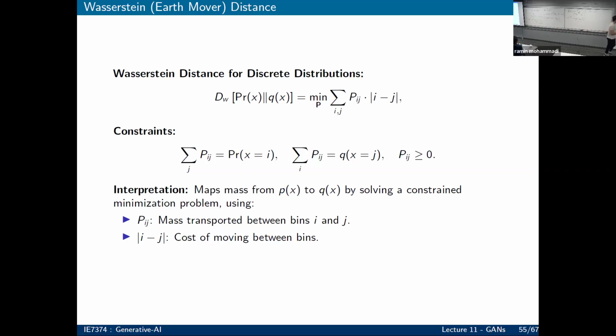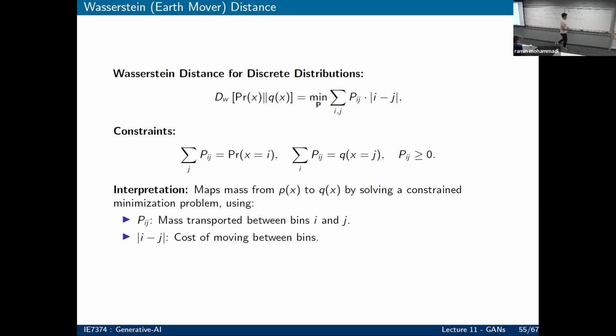Now, there are a couple of constraints on this definition. The constraints are around P, because you're solving also with respect to P. P as a matrix should be such that if you sum over J, Pij gives you the probability of X equal to I. If you marginalize over I, it gives you the probability of Q equal to J.